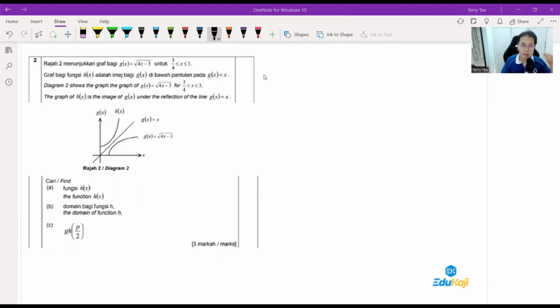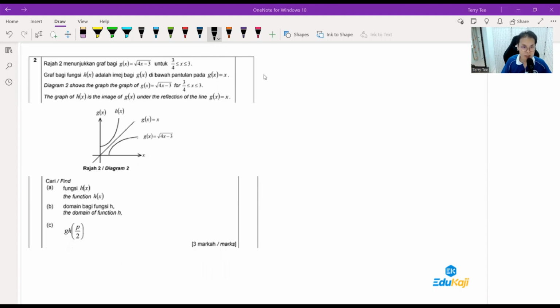Moving on to question number 2. This question is also from Form 4 Chapter 1, Function. Here you're given a diagram that shows the graph of g(x) equals square root of x minus 3 for x between 3 over 4 and 3. So h(x) is the image of g(x) under the reflection in the line g(x) equals x. Maybe they should say y equals x because it's a bit confusing.